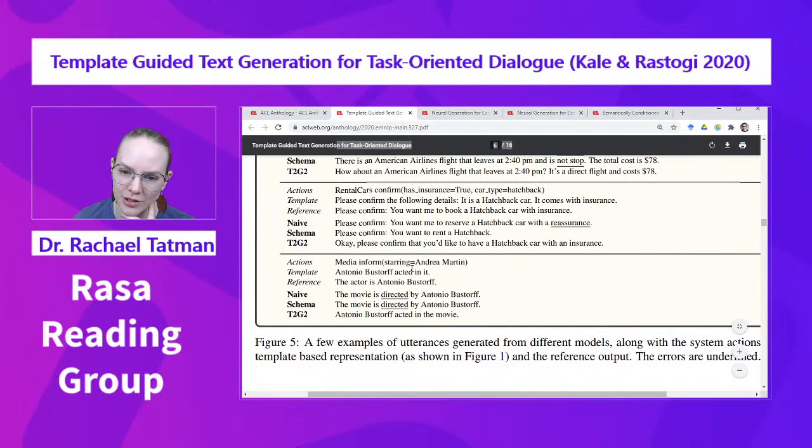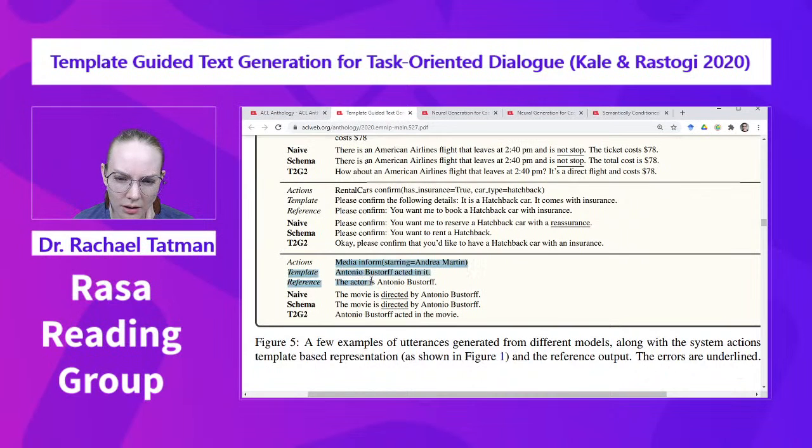So example, media information starring Andrea Martin. These are all wrong. All of these are factually incorrect. Here it says that the movie star is this person. In every single one of these outputs, it is this person. I'm wondering if there is an error here. And what they're saying is that the error here is that these are identified as the director rather than the actor, but also that is not the slot.